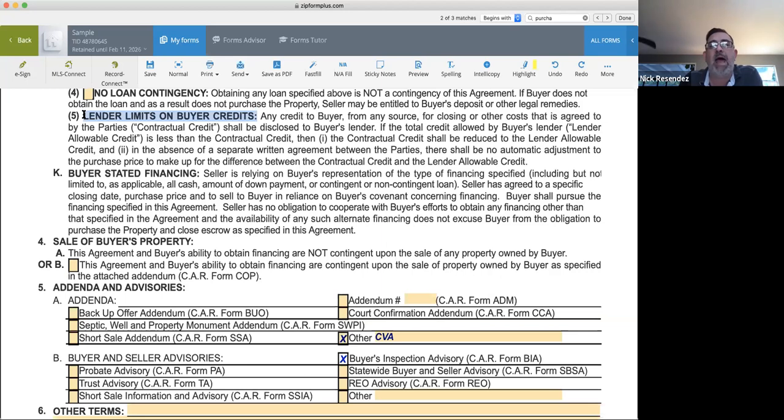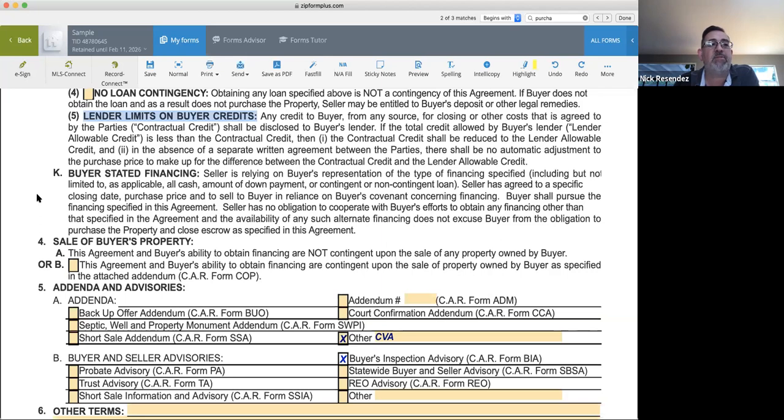and the seller agrees to give $60,000 in credits. What will happen is the lender, there's not enough credits to use, right? There's only $30,000 in actual fees and costs. So that's all that can be credited. So what happens to the additional $30,000? Well, nothing. It disappears. There's no automatic adjustment to where the rest of those credit funds go.